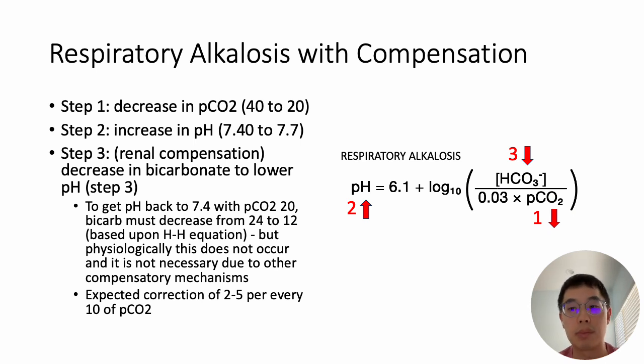Looking back at our Henderson-Hasselbalch equation, after a decrease in PCO2 from 40 to 20, for example, our pH will increase from 7.4 to 7.7, with the expected bicarb change from 24 to 12 in order to get the pH back to 7.4. Again, this calculation is just for illustrative purposes, since there are other physiological effects that help prevent such a rise in pH, including attempting to slow down our respiratory rate. Similar to the expected correction for respiratory acidosis, the bicarbonate correction for respiratory alkalosis is about 2 to 5 for every 10 change in PCO2, as was shown in the previous slide.